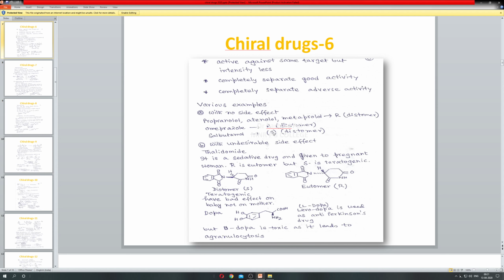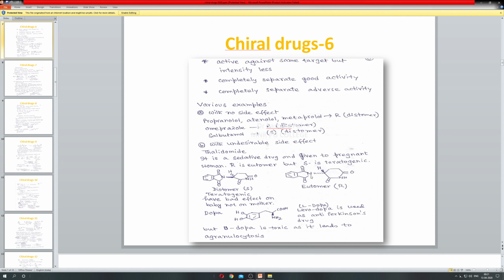Now let us go to the B category, where the distomer has toxicity, and in this case the most notorious example is thalidomide. Now the structure of thalidomide is this, and this is the chiral carbon attached to the nitrogen of the phthalimide ring. In this case, this is the S absolute configuration, this is the R absolute configuration.